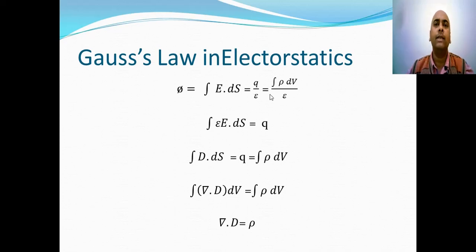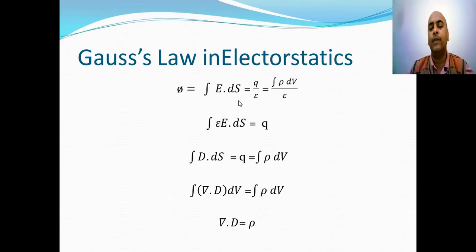If charge Q is distributed uniformly on some volume having volume charge density rho, then the total charge enclosed by the surface can be represented as the integral of rho over the volume V. So the total flux, which is equal to Q by epsilon naught, can be obtained by integrating rho over volume V divided by epsilon naught.